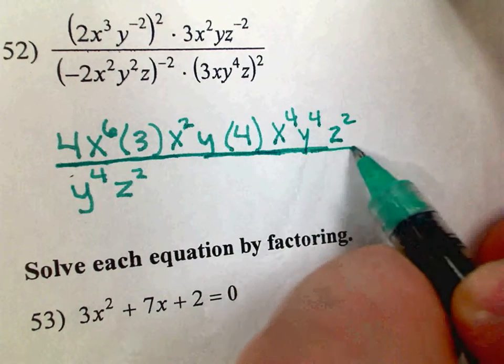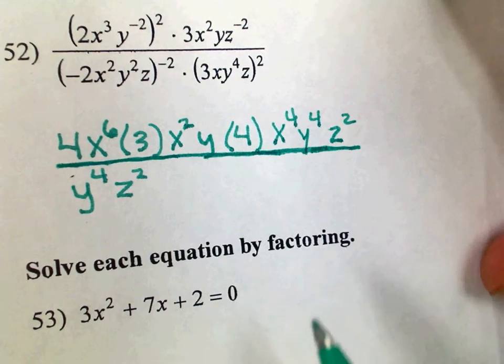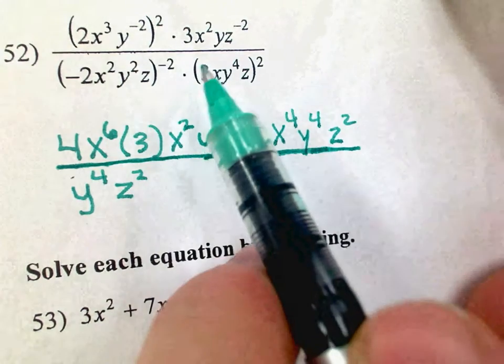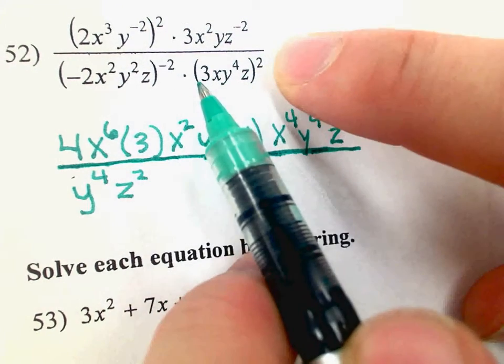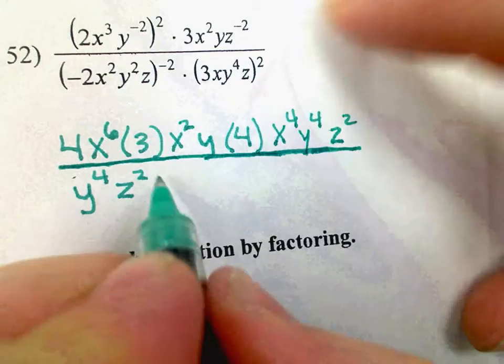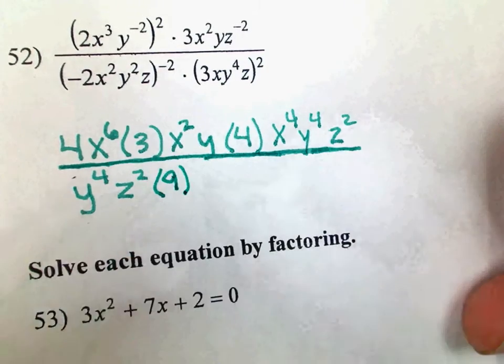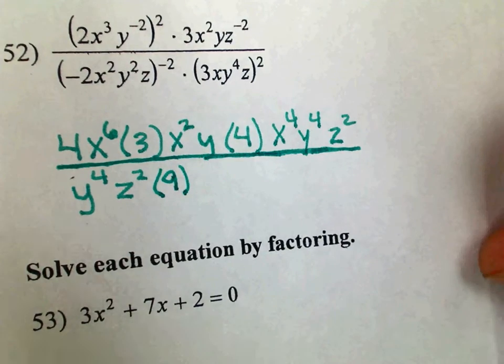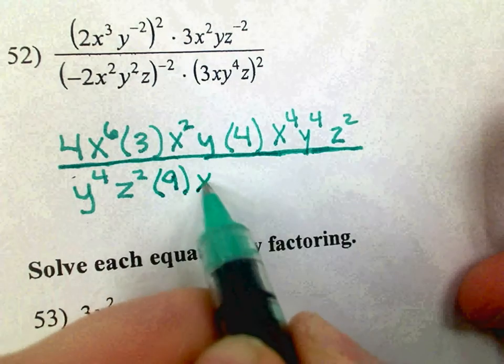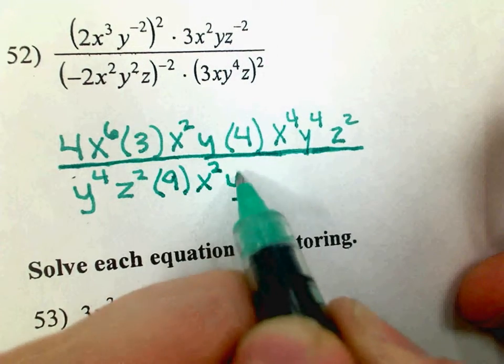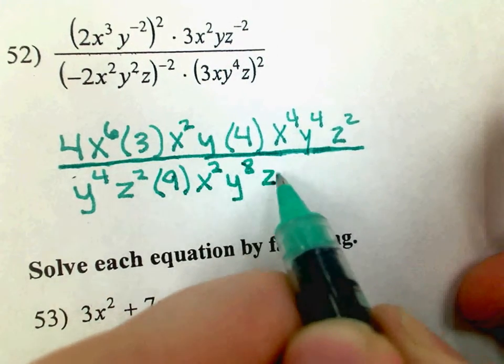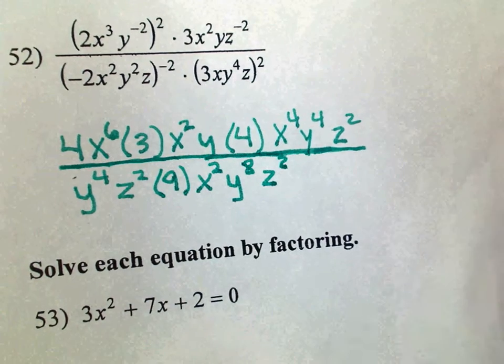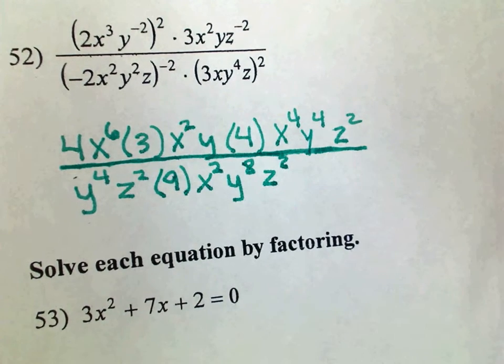I'm actually running out of room on the top. I've got a lot of stuff up there. Now on the bottom, 3 to the second power, 3 squared is 9. It's a positive exponent, so it stays here. X to the first times 2, that would be x squared. Y to the 4 times 2 is y to the 8th. And z times 1 times 2 is 2. So everything else stays on the bottom.